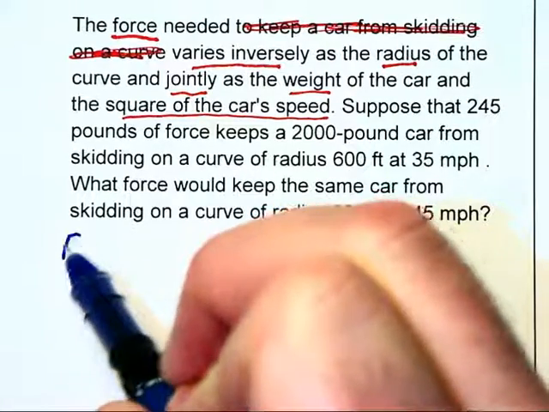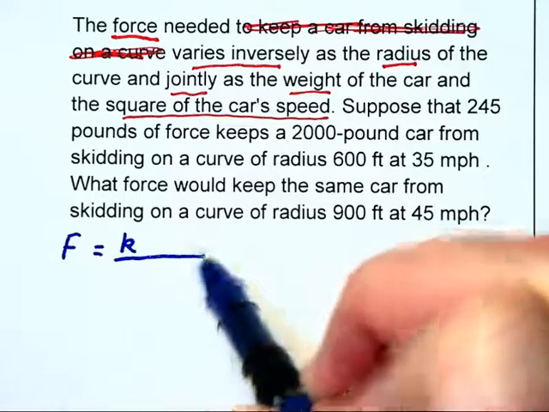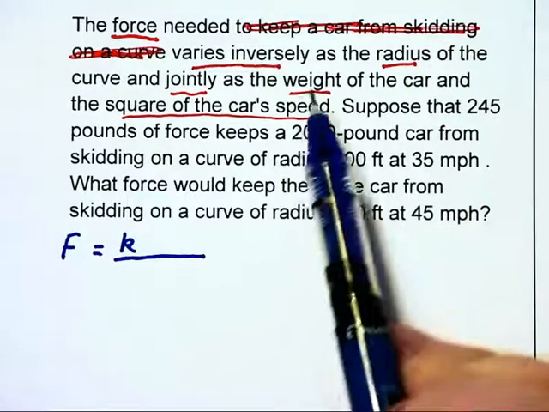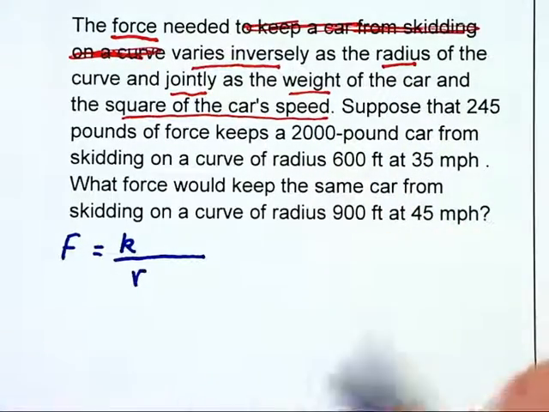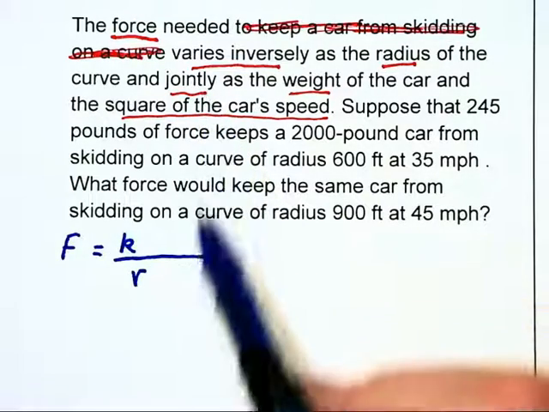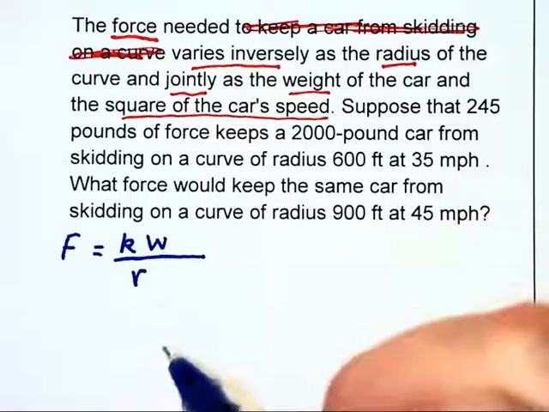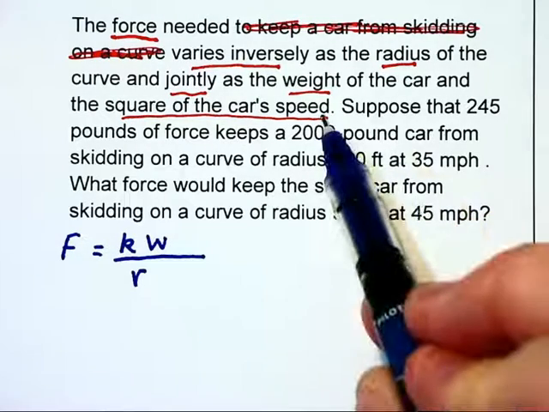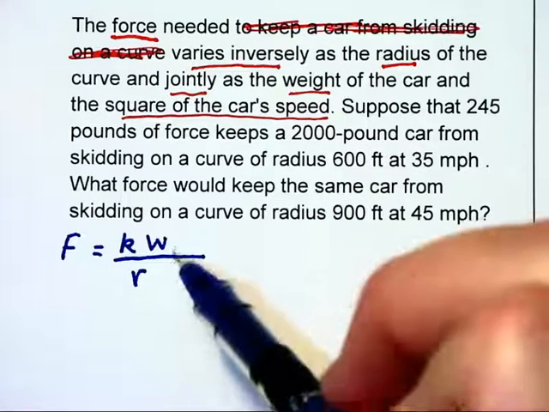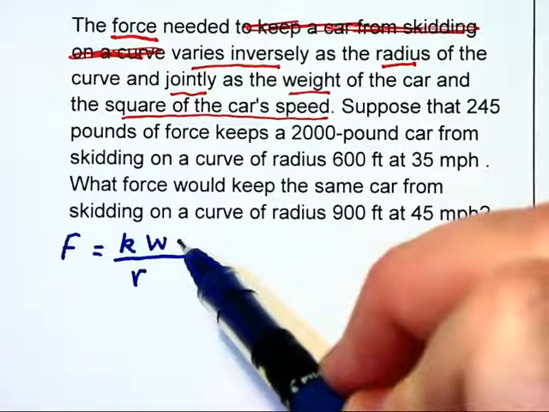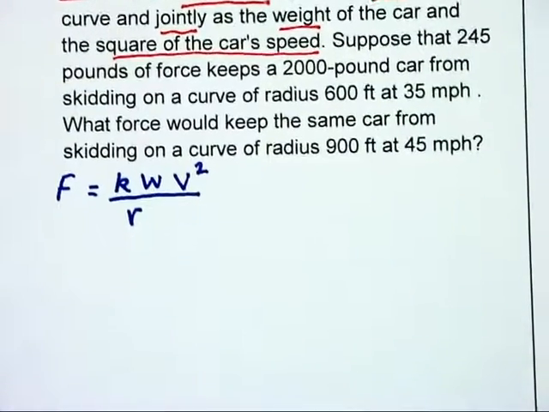Force, that'll be capital F, varies, there's my equals K. I see the word inversely, so that tells me I'm dealing with a fraction. Inversely as the radius, that'll be R down in my denominator. And jointly as, that puts me back up in the numerator, the weight of the car, W, and the square of the car's speed. Now usually we use R for rate when we're talking about distance, rate, time problems, but since R is used already, let's use V for velocity. Velocity squared. And that would be our starting equation.